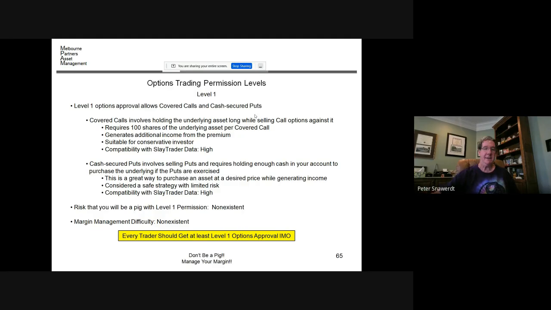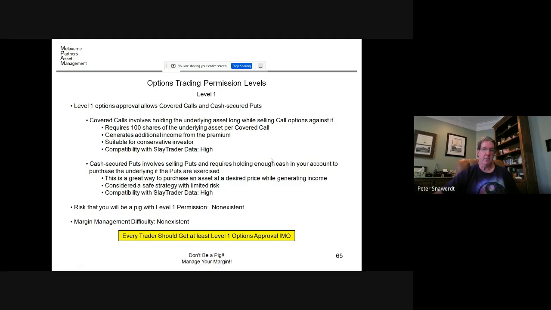Risk that you will be a pig with level 1 permission. It doesn't exist. You can't really be a pig because everything is secured either by cash or underlying assets. Margin management difficulty. This doesn't exist either. There is no real margin associated with this. As long as you keep the cash in your account necessary to secure your obligation for the puts, and you keep the shares for your obligation for your calls, there is no margin management difficulty. This is easy.